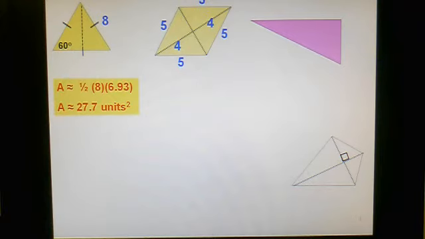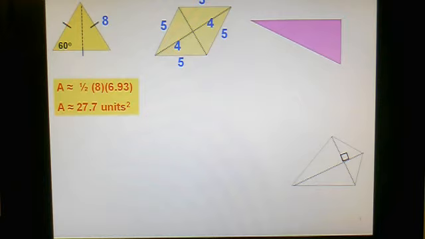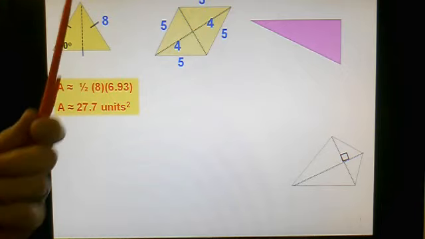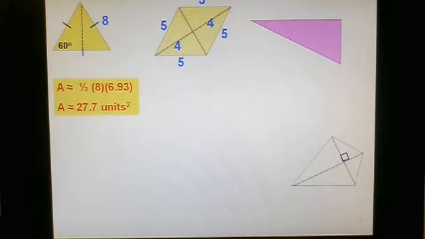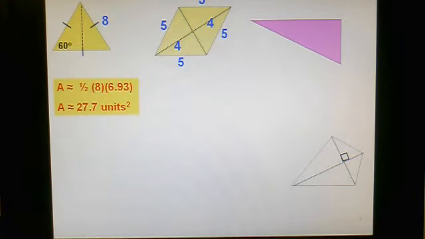If you either use your 30, 60, 90 ratios or use a sine ratio, you could find that this altitude is approximately 6.93, which I believe is 4 rad 3. You could use your 30, 60, 90 ratios as 1 to rad 3 to 2 for just this little triangle here on the side. But I believe you should come up with some sort of area around 27.7 units. So check that if you haven't gotten that correctly. But again, this is the base. This is the height that I got using either sine or 30, 60, 90 ratios.